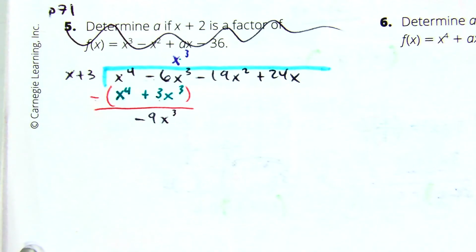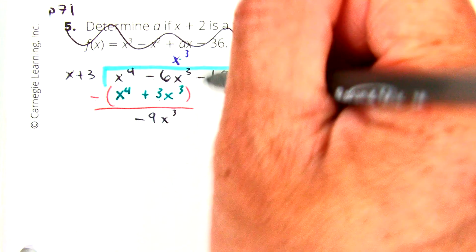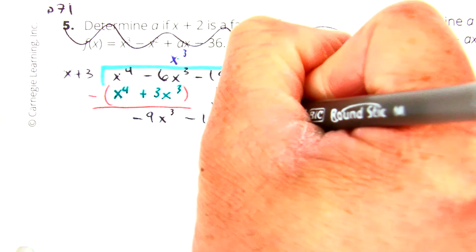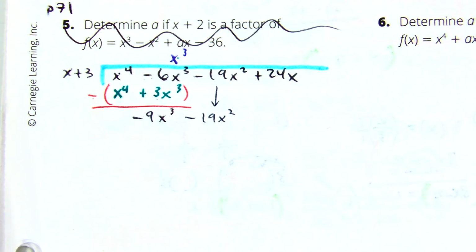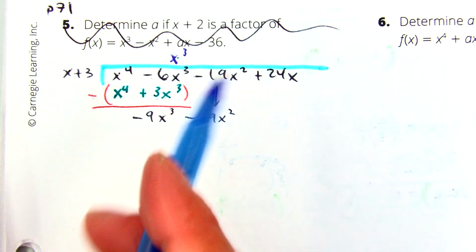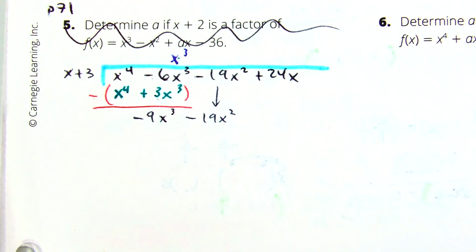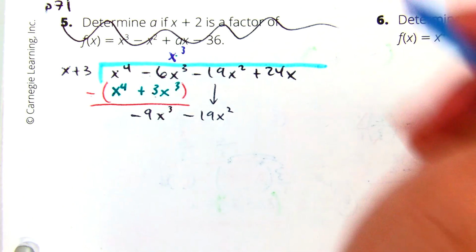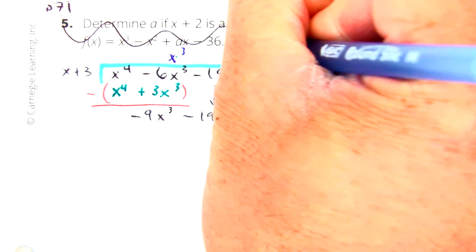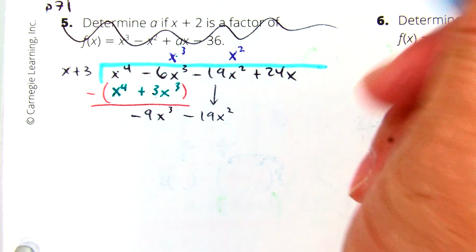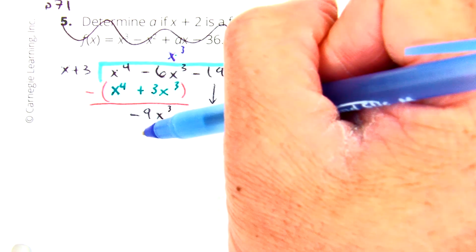What do we do next? Peter. What do we do next, Peter? Okay. X goes into -9x cubed. So what do I write? Question, if I multiply those, Peter, do I get -9x cubed?